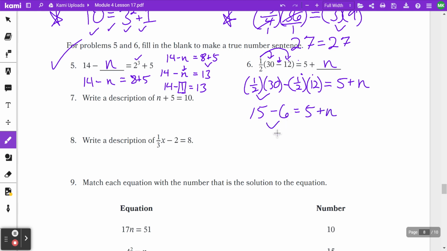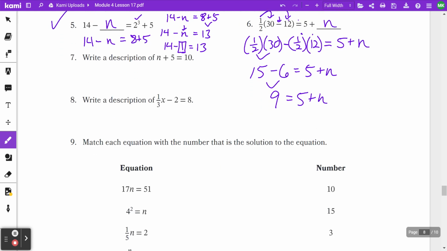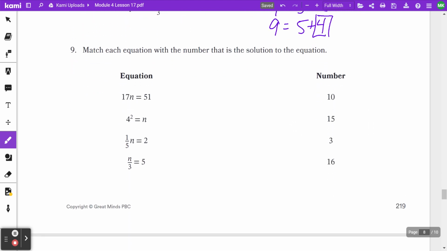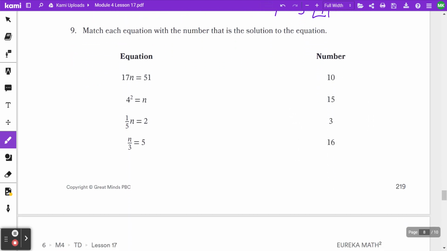Now I can deal with this, right? So that's 9 equals 5 plus n, and the answer now should be shouting at you, right? So 9 equals 5 plus 4. So that n has to be a 4, okay? And that's really what's going on here today. A lot of fun little practice like this guy here.